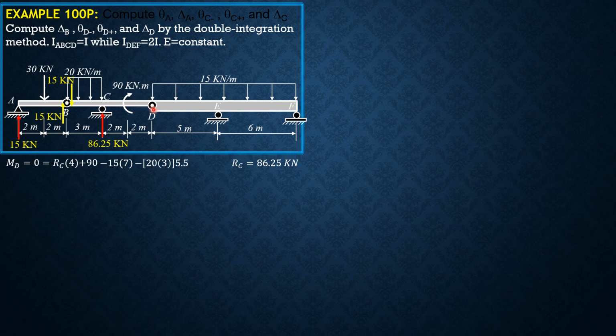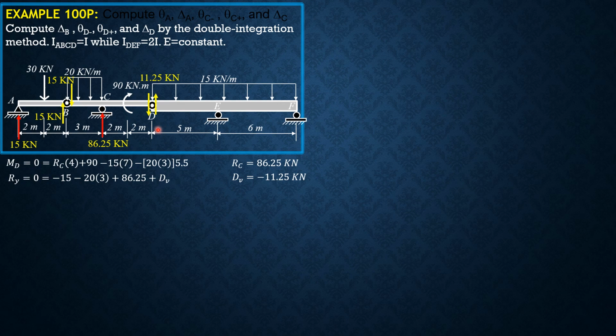Then for the reaction at D, just sum up forces in Y for portion BCD equals 0. So negative 15 minus 20 times 3 plus 86.25, assuming vertical reaction at D is upward, so plus D sub V. Solving for D sub V, D sub V is equal to negative 11.25 kilonewtons. Since it is negative, it should be downward. So downward at the left, upward at the right of D.